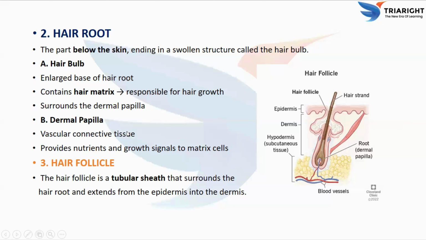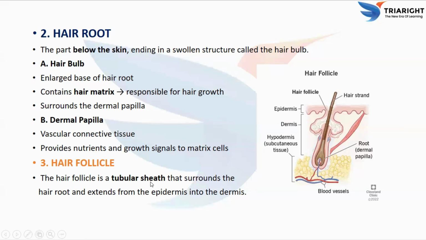So this dermal papilla supplies the oxygen, nutrients and hormonal signals to the hair matrix cells. So they control the rate of hair growth, the thickness, and also the growth cycle changes from anagen to telogen. So what is the next layer?